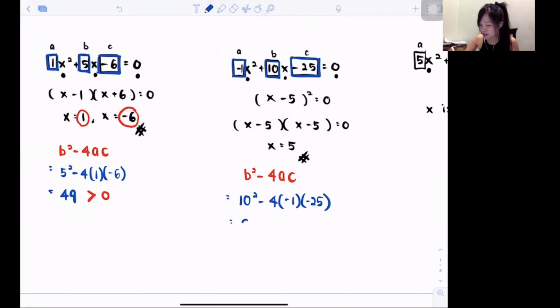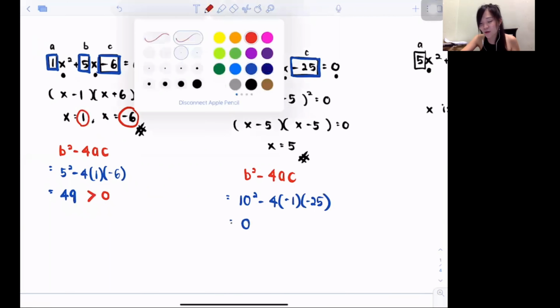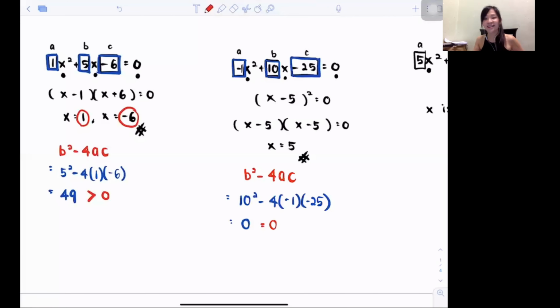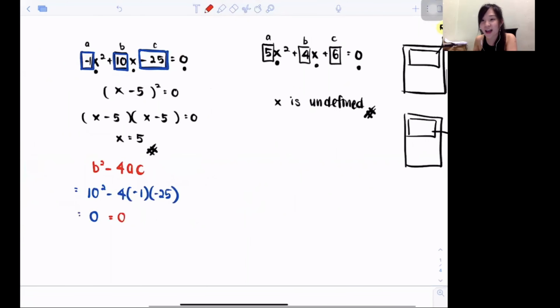So I get what? 0. I get 0, isn't it? That means 0 equals 0, right? Just now we said if b squared minus 4ac equals 0, that means what? Only one real root. So do we only get one answer for this equation? Yes, isn't it? I just, again, proved it to you, my dear.